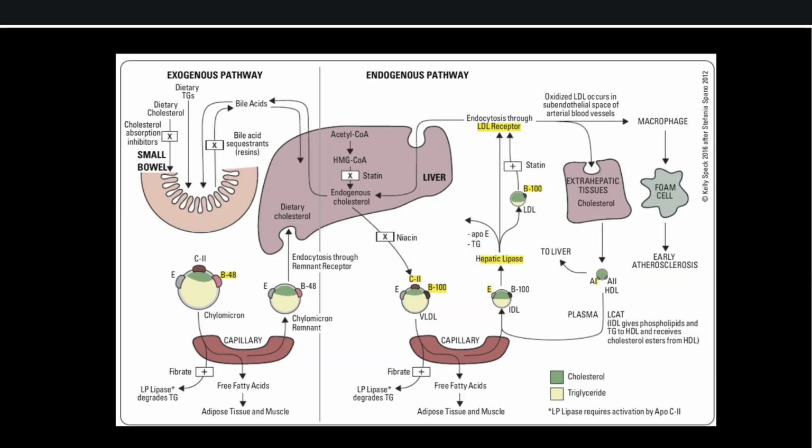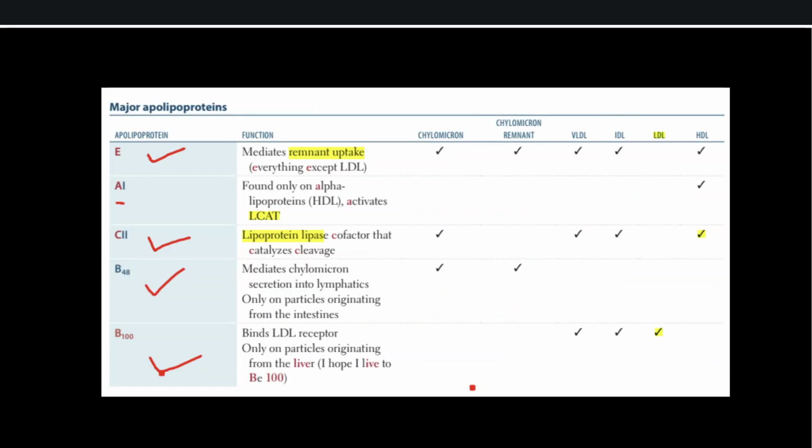Now, just so we can revise it, this is on page 111, and this is what we're discussing right now. So you see B48 mediates chylomicron secretion into the lymphatics, and then we saw C2. This is called lipoprotein lipase cofactor. Just so we understand what lipoprotein lipase means, lipase is degradation of lipoproteins. So it takes up all the triglycerides, breaks them down, and then stores them in the adipose tissue. Simple.